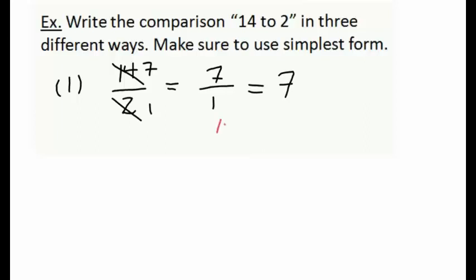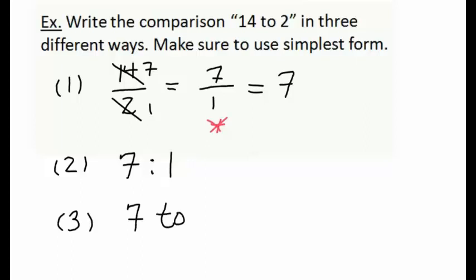Now I just want to make a point here that it's important for us to keep this one because we're going to use this when we write down the second and third ways to compare these numbers. So we could say that 14 to 2 is the same thing as 7 colon 1. Right, in other words, I take the numerator of this simplified fraction, write it first, the fraction bar becomes our colon, and the denominator becomes the number 1. And of course, the third way that we could write this comparison in simplest form is to say 7 to 1.